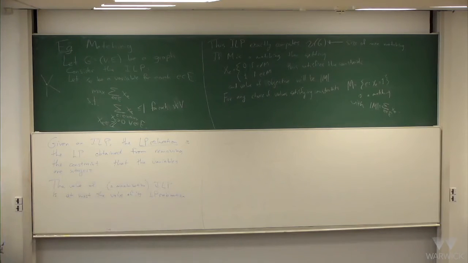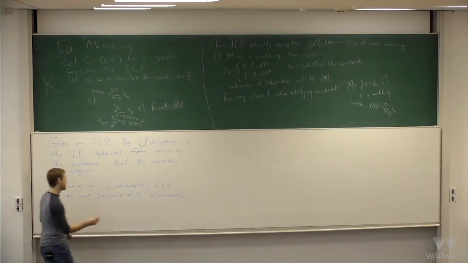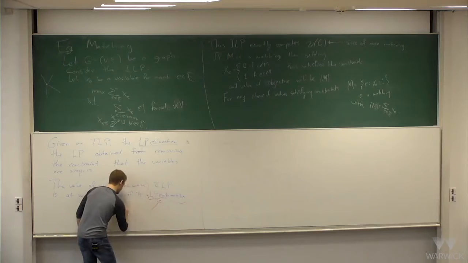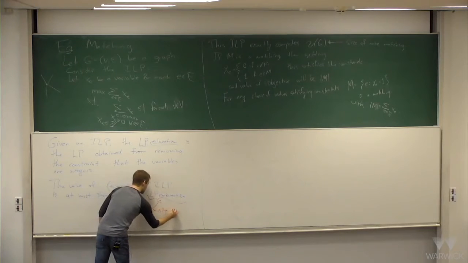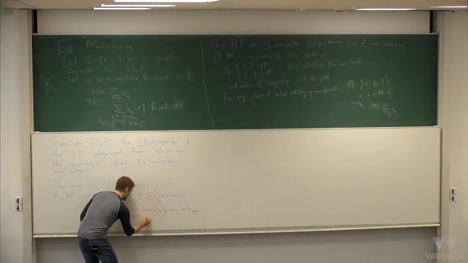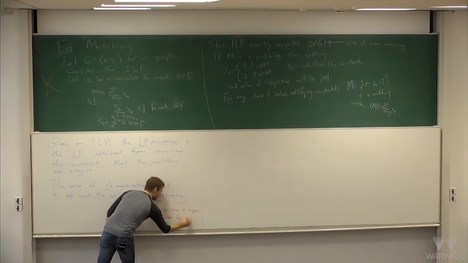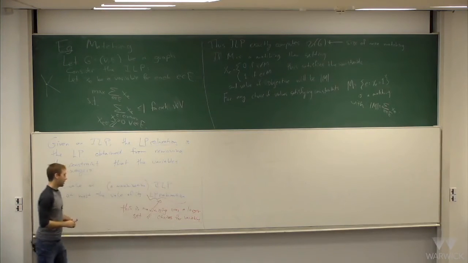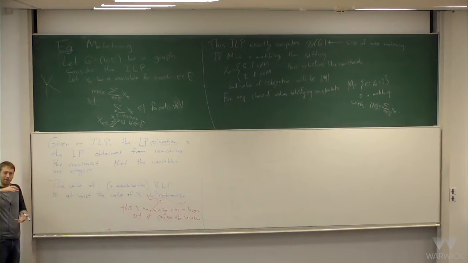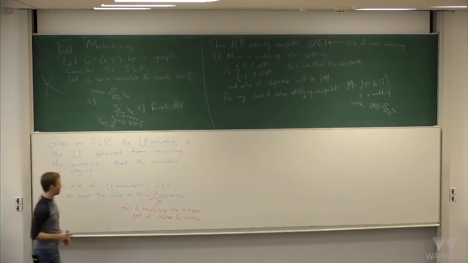And this is sort of clear, right? Because the LP relaxation is optimizing over a bigger set of values because it has one less constraint. The reason is that this is maximizing over a larger set of choices for the variables. And if you maximize over a bigger set, obviously your maximum can only go up. So these are just some definitions so far.